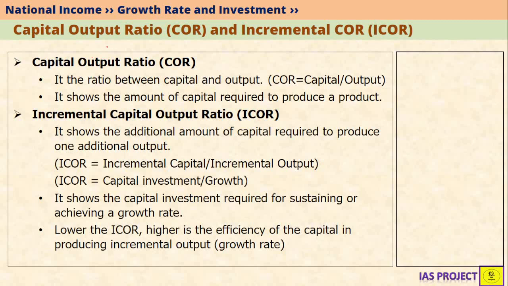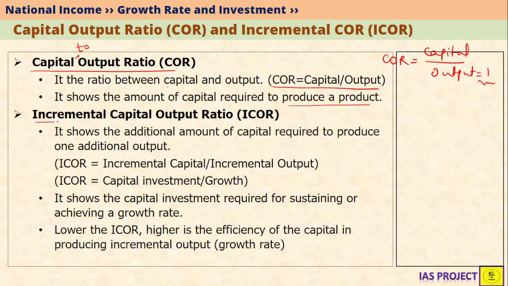Let's talk about capital output ratio and incremental capital output ratio. Capital output ratio is nothing but the amount of capital that is needed to produce a single unit of output. So it is given by formula capital divided by output. It is simply nothing but ratio between capital and output. Sometimes it is also called capital to output ratio. It shows the amount of capital that is required to produce a product. So COR is nothing but capital divided by output. If output equals 1, then COR is nothing but capital. So COR can be defined as the amount of capital that is needed to produce a single unit of output.